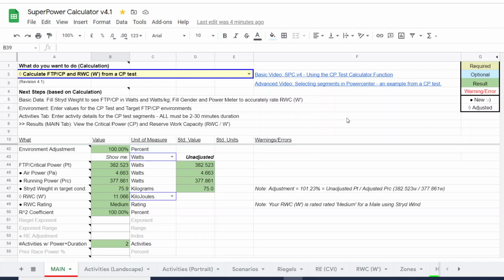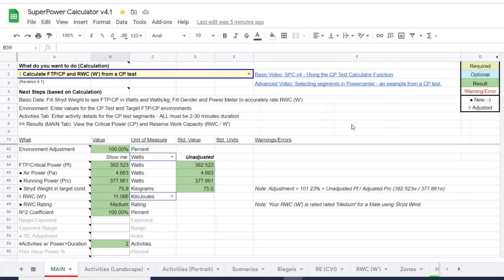Let me show you a little feature that Steve Bateman built into this SuperPower Calculator. He's the guy that builds all these wonderful calculations into the SuperPower Calculator, and he built this one in here, which is pretty nifty. So I usually will have my athletes do CP testing outside, even though we may want to use that CP for inside, or use that testing to determine treadmill testing.